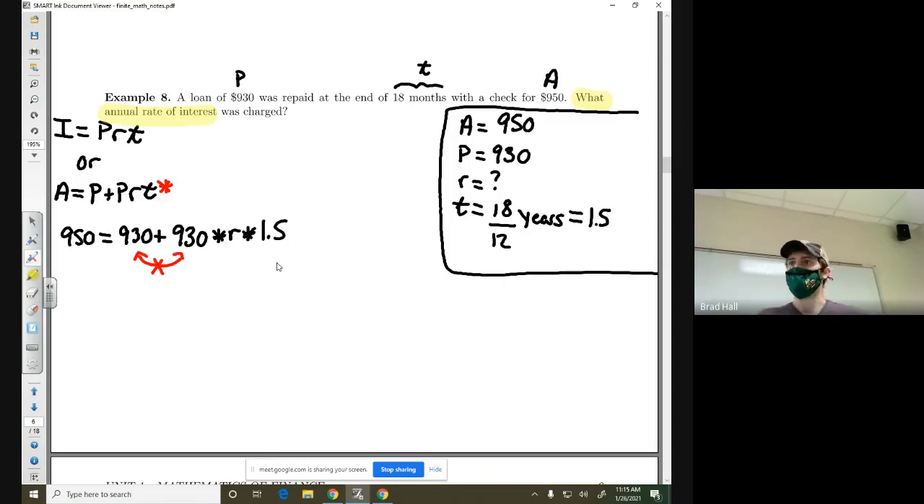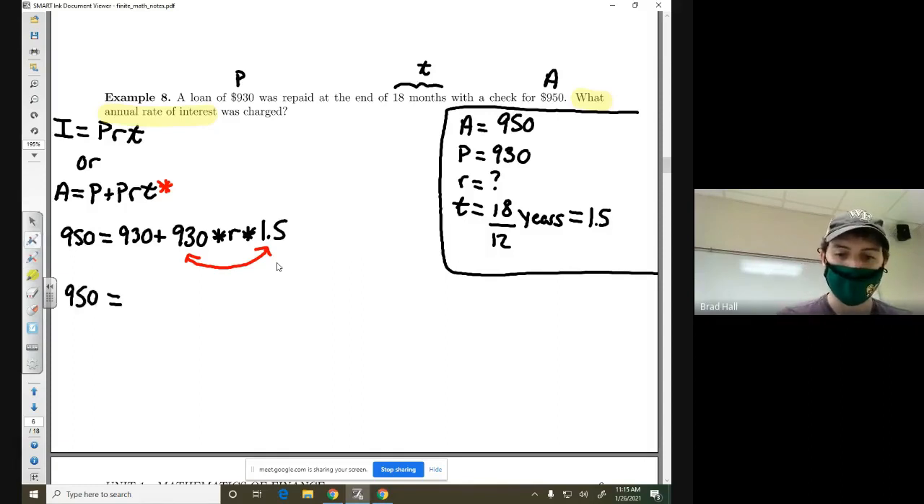It's because of order of operations. You have to take care of any multiplication first before addition. So what is it? Parentheses, exponent, then multiplication and division. You have to take care of any multiplication first. And the reason why these 930s don't go together is because the 930 is multiplying 1.5. So those are the numbers. So that's the reason why we have to multiply those two together first.